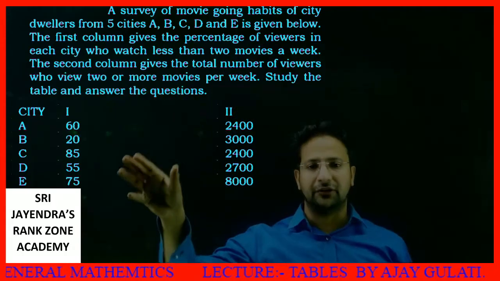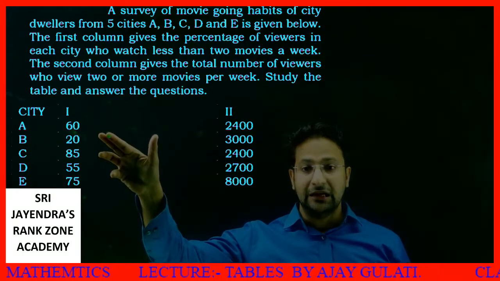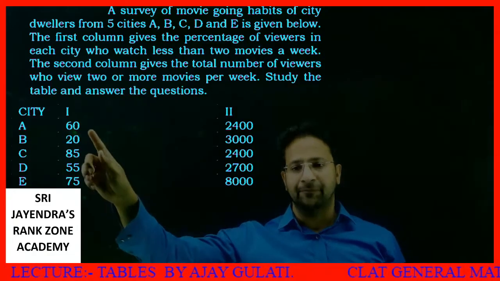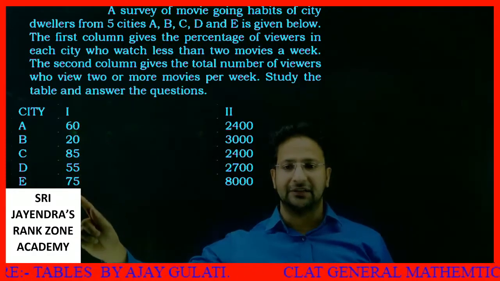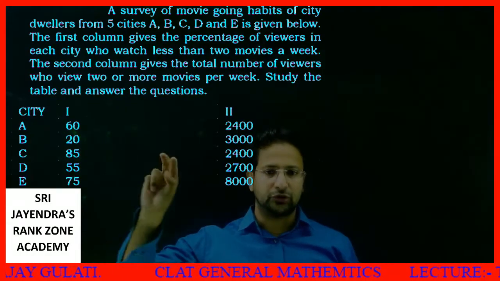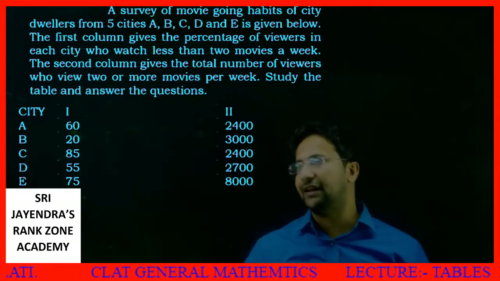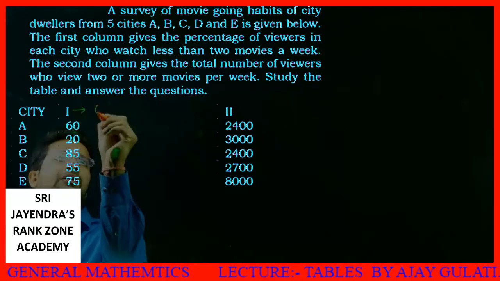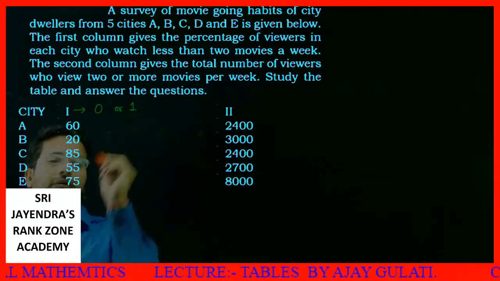The first column gives the percentage of viewers in each city who watch less than 2 movies a week. This tells the percentage of people in that city who watch less than 2 movies. Less than 2 movies means 0 or 1. So here I can say this is 0 or 1.